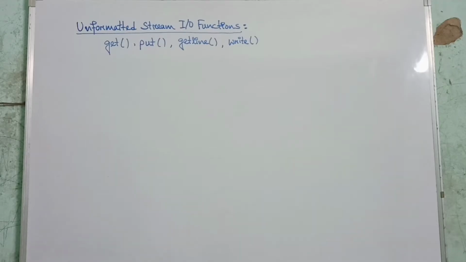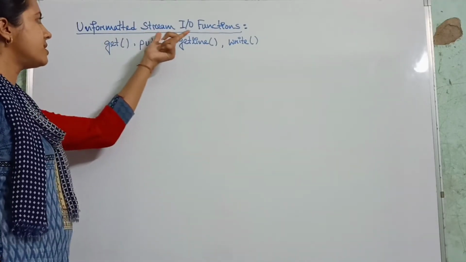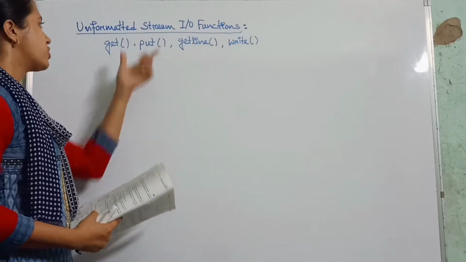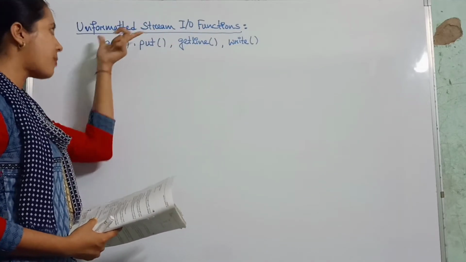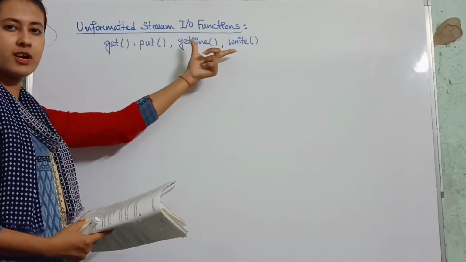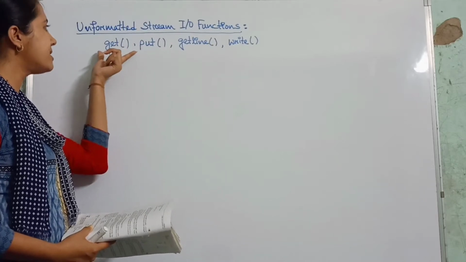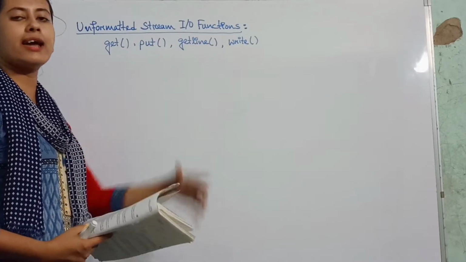Now you see what is the next topic. Next topic is unformatted string I/O functions. So under this, what does this topic cover? This topic covers these 4 functions. What are these 4 functions? get, put, getline and write.